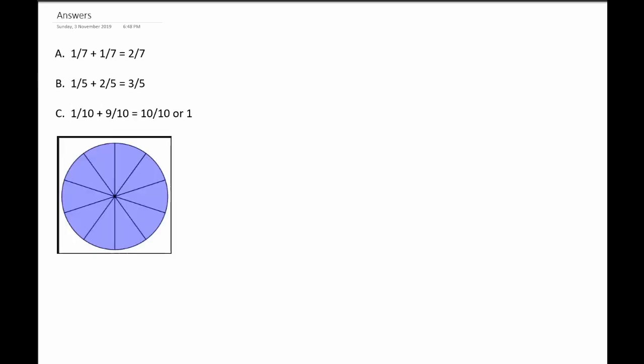So, yung answer sa number 1 is 2 over 7. Number 2, 3 over 5. So number 3 is 10 over 10 or 1 whole. Dahil kung makita natin dito sa picture na to, kunyari isang pizza to, makita natin na kompleto na yung pizza. So yung 10 over 10, kapag pareho na yung numerator sa denominator, ang sagot doon, pag sinimplify natin ay 1.